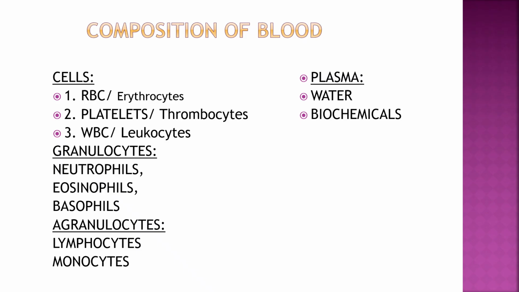Then plasma. So liquid portion is called as plasma, and it mainly contains water, 80 to 90% water, and then biochemical substances like organic and inorganic. So organic like glucose, fatty acid, amino acid, proteins. So these are all organic compounds, and inorganic like sodium, potassium, chloride, calcium, phosphorus, iodine, iron, magnesium. So these are all inorganic compounds. So these form the biochemicals which are present in plasma.